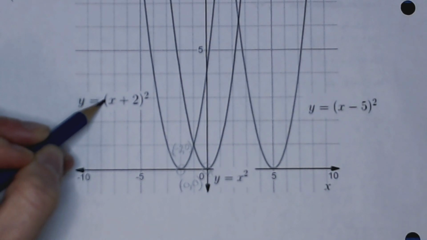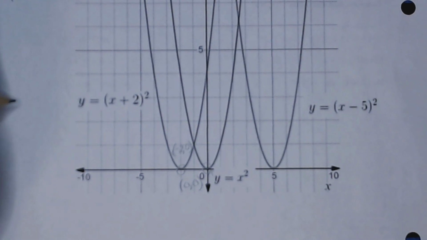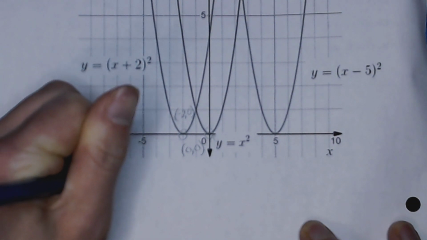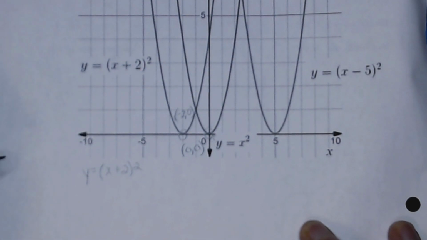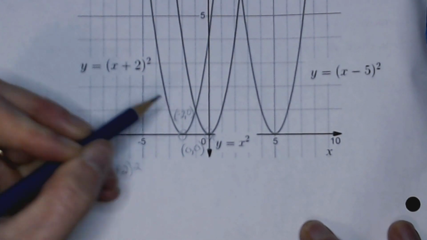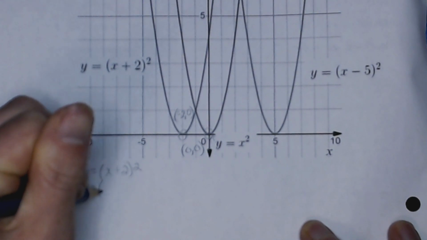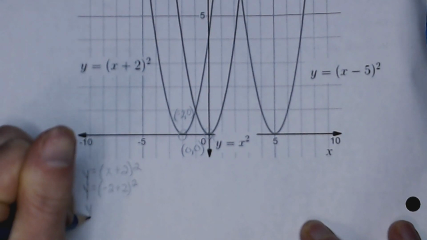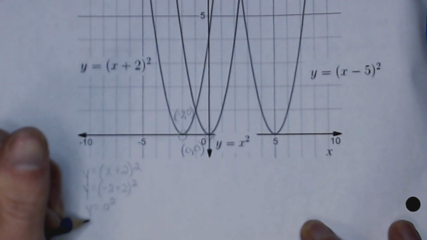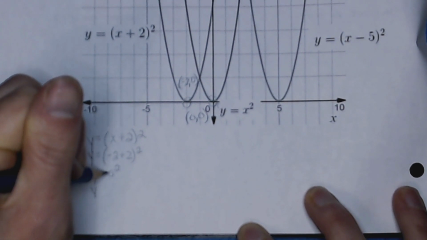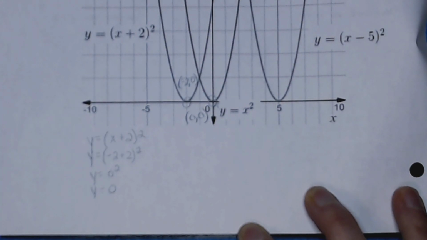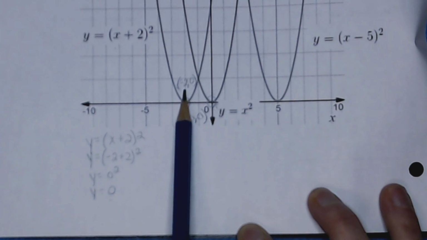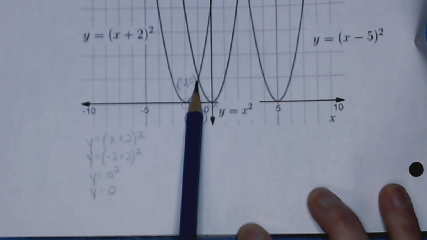So when we have, I'll work down here, y is equal to (x plus 2) squared, and we say x is equal to -2, fill in that value: (-2 plus 2) squared, y is equal to 0 squared, y is equal to 0. Okay, and that makes sense. That gives us our coordinates. When x equals -2, y equals 0.